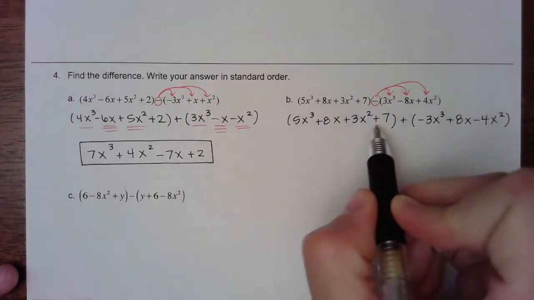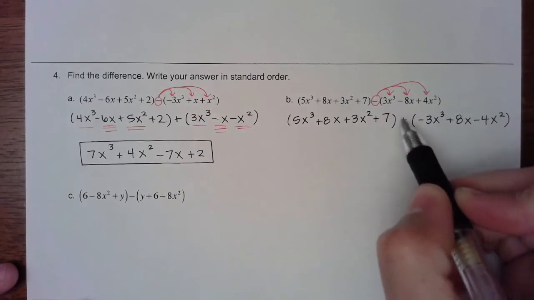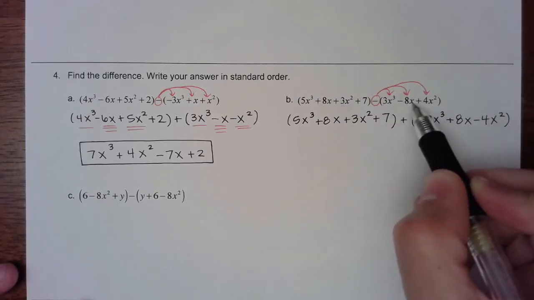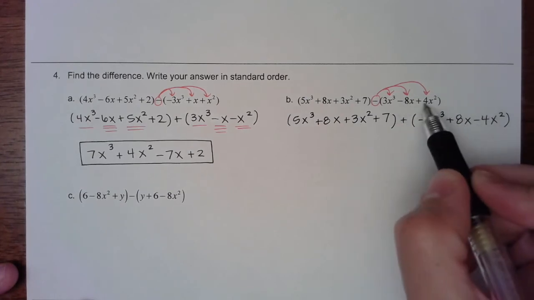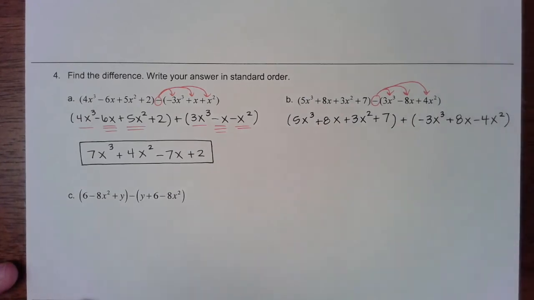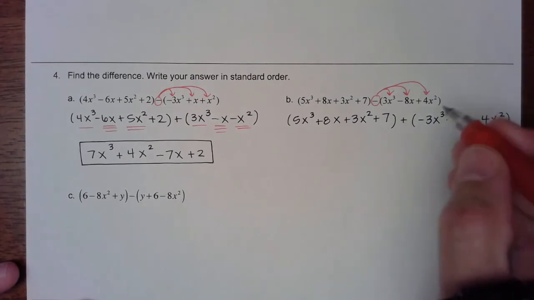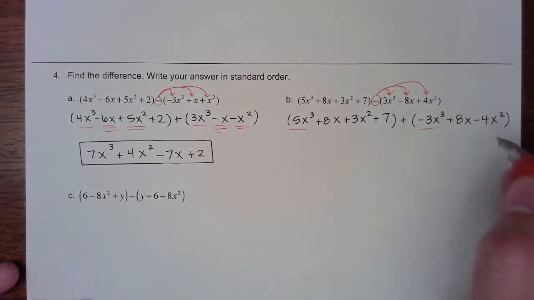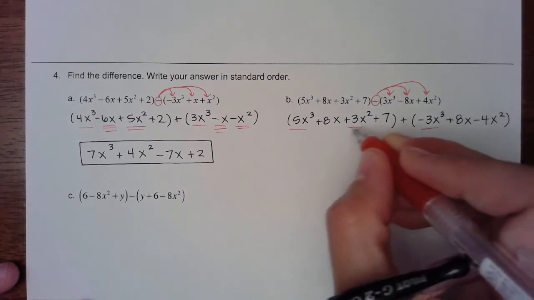The first part stays the same, the minus sign changes to a plus, and then the positive 3x to the third changes to negative, the negative 8x changes to positive, and then the positive 4x squared changes to negative 4x squared. Once you have the negative distributed, then you can go through and you can match up the ones that you'll be able to add together.